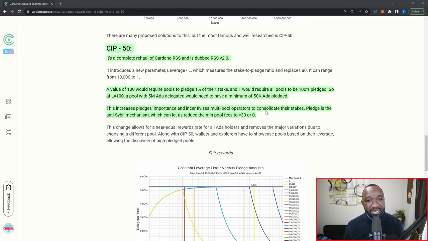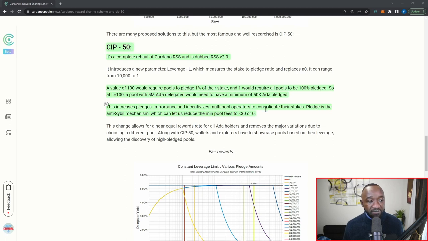So whether you have a stake pool with 10 million ADA in there, or you have a stake pool with only 10,000 ADA in there, everyone is paying or putting up the same amount in terms of percentage for their pledge. So again, that really levels out the playing field.